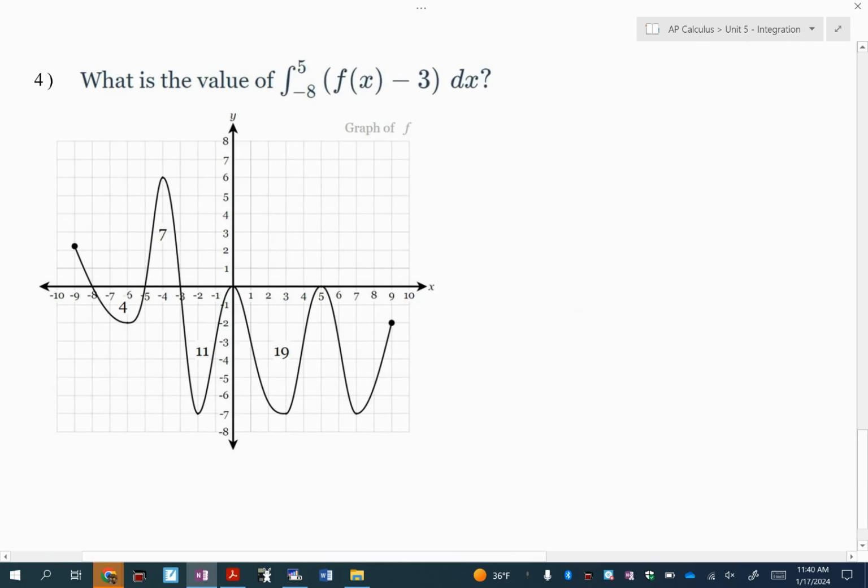Number 4. All right. This says the integral from -8 to 5. So notice -8 is less than 5, so I'm good there. Don't need to change anything. But then it doesn't just have a function. It doesn't just have a constant.